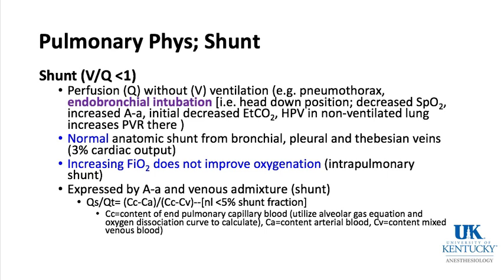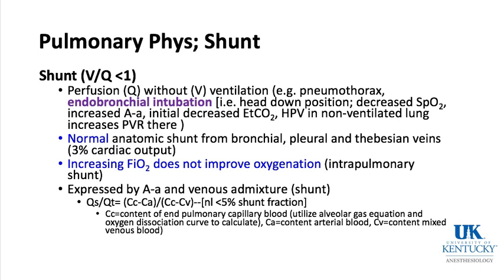The next key word is pulmonary physiology or shunt. Shunt is a situation where ventilation over perfusion is less than 1. That is, perfusion without ventilation occurring. An example would be an endobronchial intubation. Let's say you put your tube down to 27 or 28 depth. You didn't realize it, and it's out the right main stem. The right lung is being ventilated. The left lung is not being ventilated. The left lung's still getting blood, so that is a shunt.